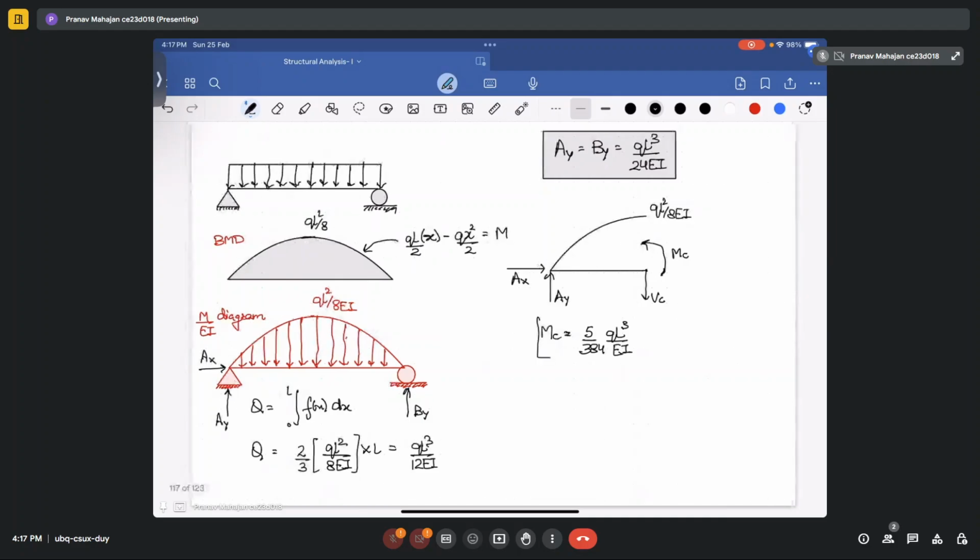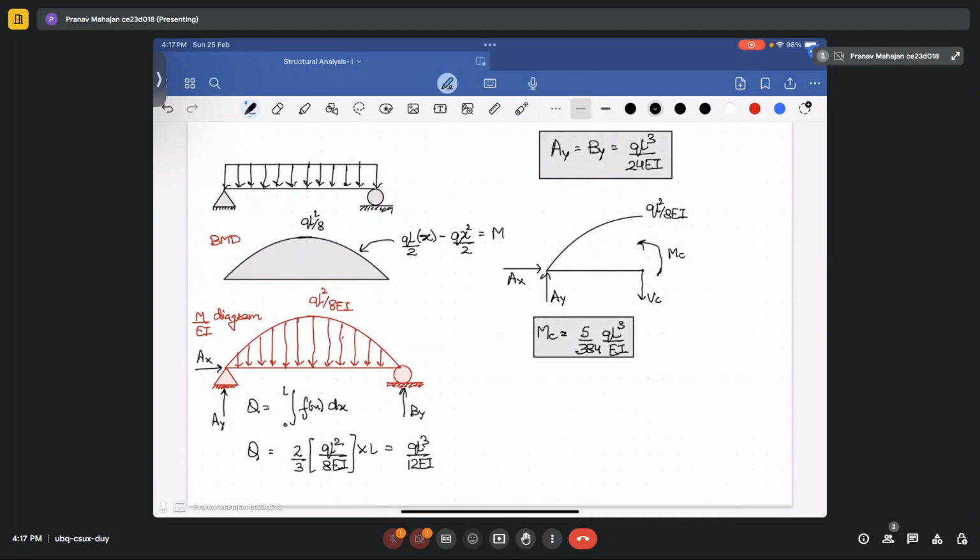Okay, now this shear will correspond to slope at that particular point. So your theta A will be equal to minus theta B, which will be equal to qL cube upon 24 EI. And your moment will correspond to deflection. So your delta C will be equal to 5 qL cube upon 384 EI. So this is how you will solve this problem.